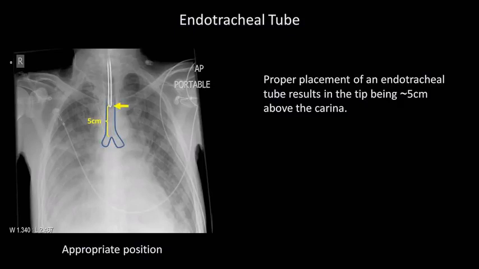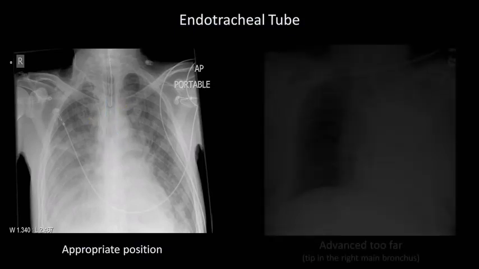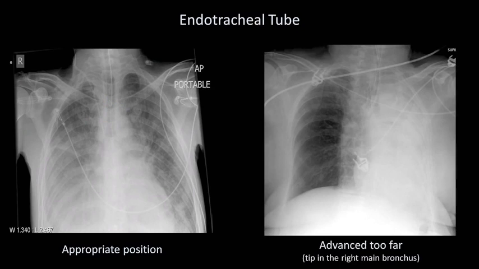What happens if it's placed too distally? In this example, the tip of the endotracheal tube is in the right main bronchus. This results in no ventilation to the left lung, and over a span of minutes to hours, total collapse of that side.